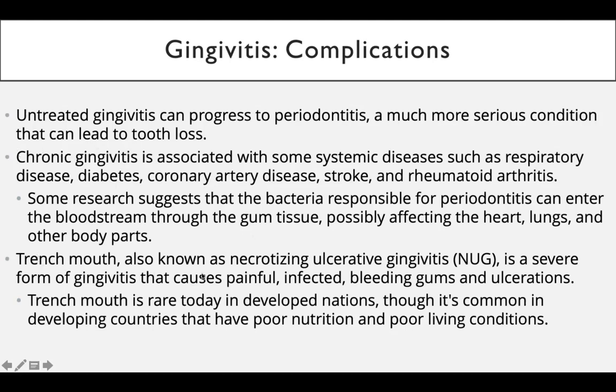French mouth, also known as necrotizing ulcerative gingivitis or Vincent's angina, is a severe form of gingivitis that causes painful, infected, bleeding gums, and ulcerations. French mouth is a rare disease today in developed nations, though it's common in developing countries that have poor nutrition and poor oral hygiene.